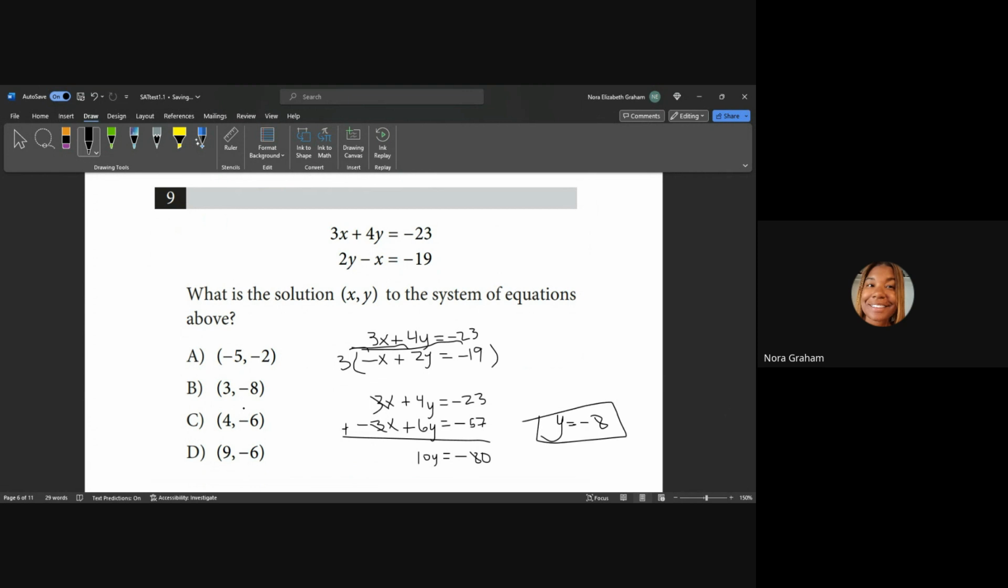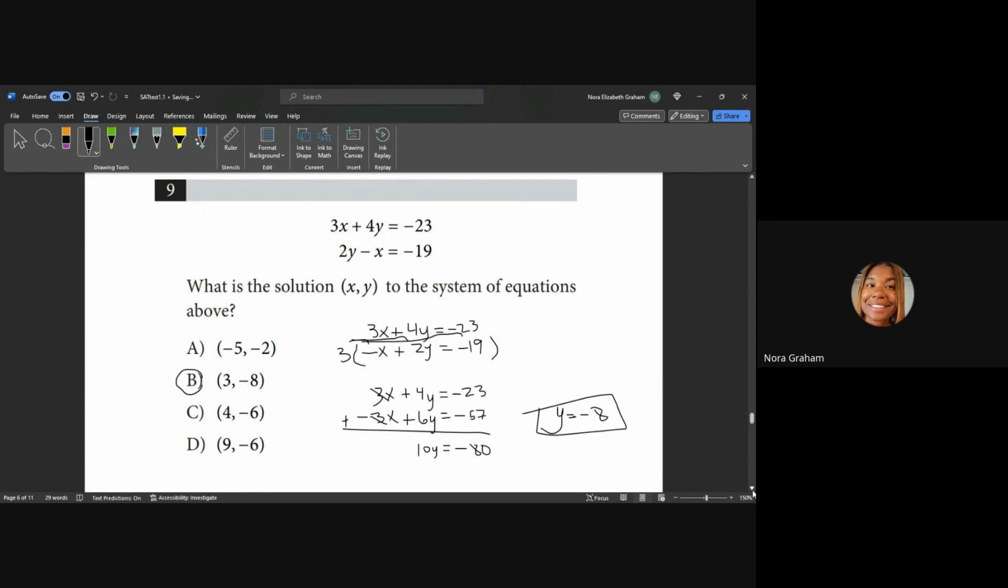Now, if I was taking an SAT test and I was sure that I was correct on that one, I wouldn't plug in the negative 8 into one of these. Well, if I had time on my test, I would plug it into one of my equations and make sure I get the same x variable. But I'm pretty sure, because none of my other options have a negative 8, that I'm correct.